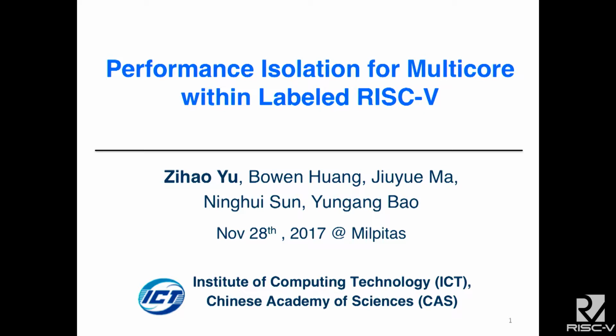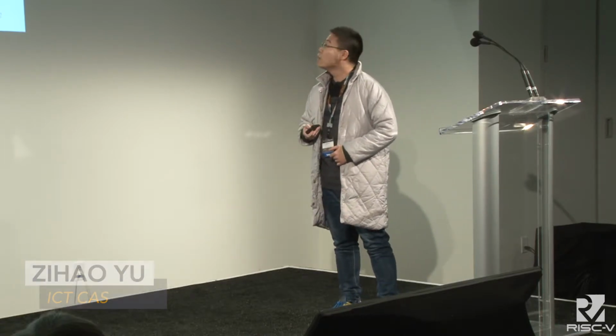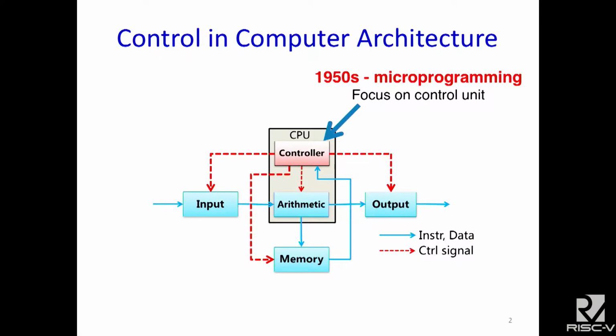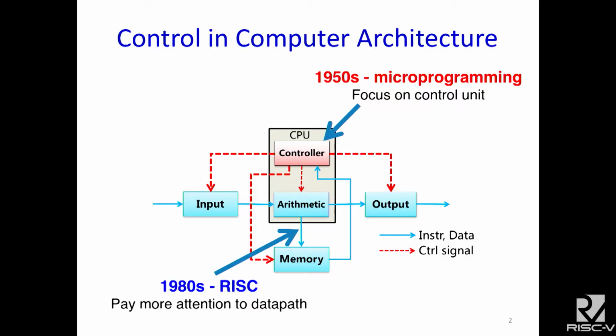Today I will give a talk about performance isolation for the multi-core architecture. First, let's have a quick recap of the history of control in computer architecture. In the 1950s, microprogramming was proposed to simplify the design of the CPU controller. And in the 1980s, RISC became popular. With RISC, the controller became very easy to design, and so people paid more attention to data path optimization instead of the design of the controller. But after multi-core emerged, this led to some problems.